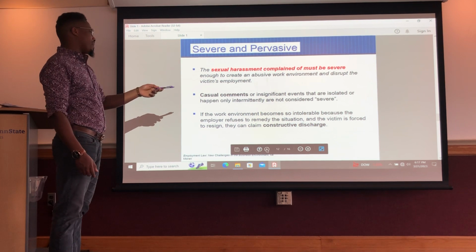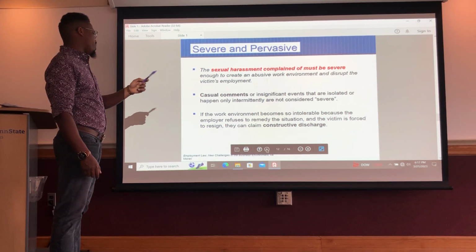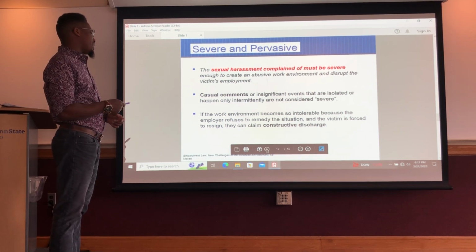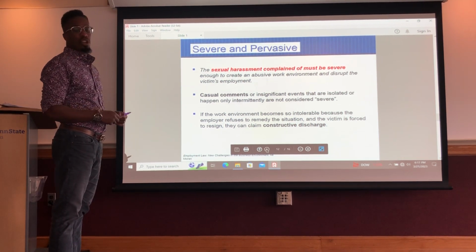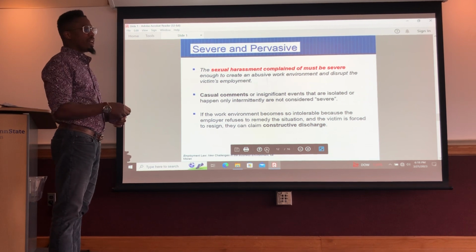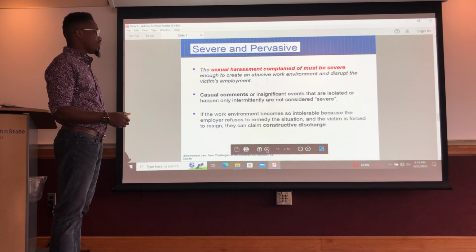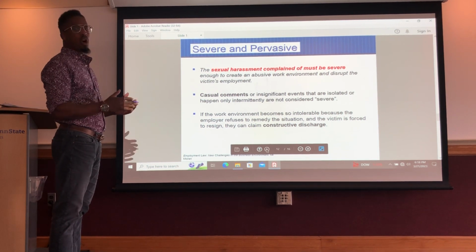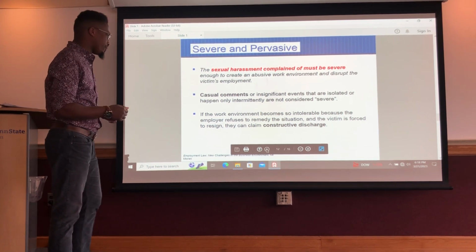If the work environment becomes so intolerable because the employer refuses to remedy the situation and the victim is forced to resign, they can also claim constructive discharge. We discussed that earlier in Chapter 5, termination. Basically this is when the environment is so hard that you're forced out.